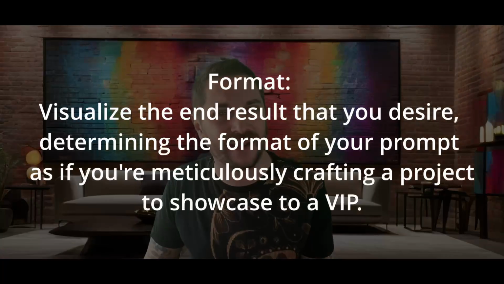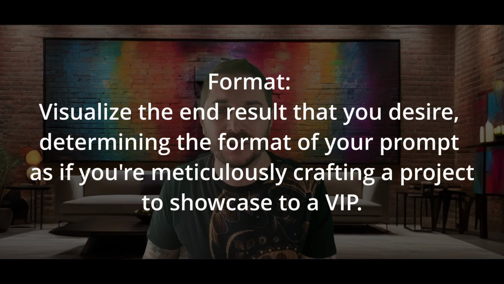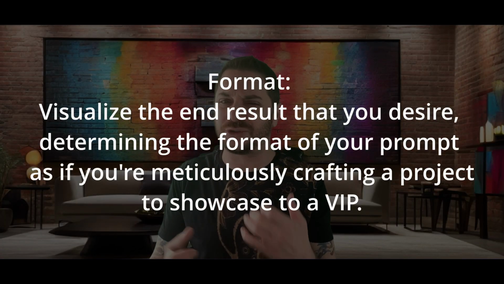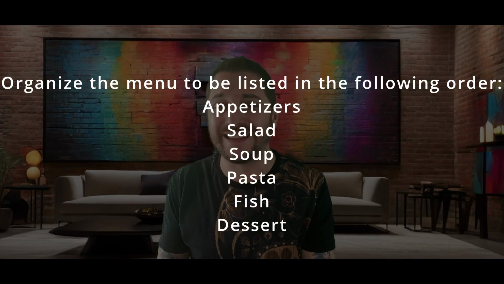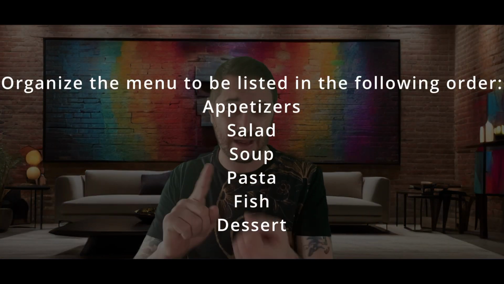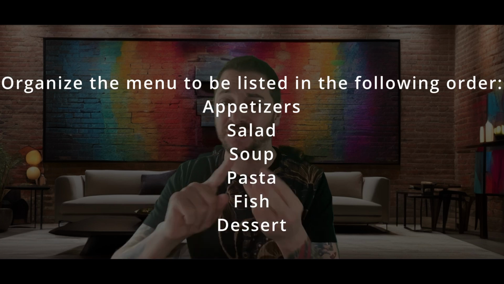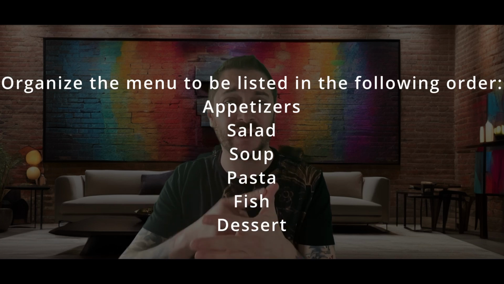This is where we tell it, this is what we want, so we don't have to come back later and manually format it. So we've got to kind of visualize the end result. For our example, for this menu, we're going to say that we want the GPT to organize our menu to be listed in the following order: appetizers, then salads, soups, pasta, fish, dessert. Okay. So now it's going to put everything in that order.